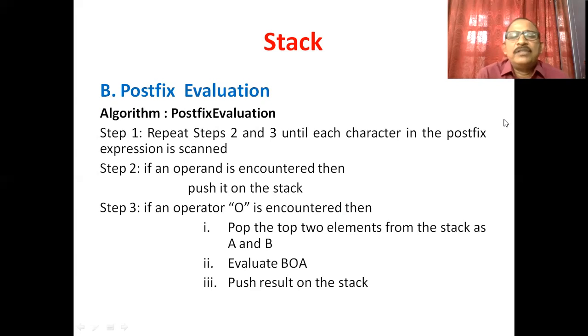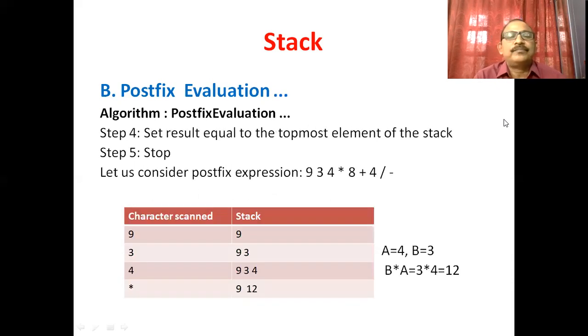If an operand is encountered, then push it on the stack. If an operator is encountered, then pop the top two elements from the stack as A and B. Next, evaluate B O A, where O means operator. Push the result on the stack. Next step, set result equal to the topmost element of the stack. Next step, stop.